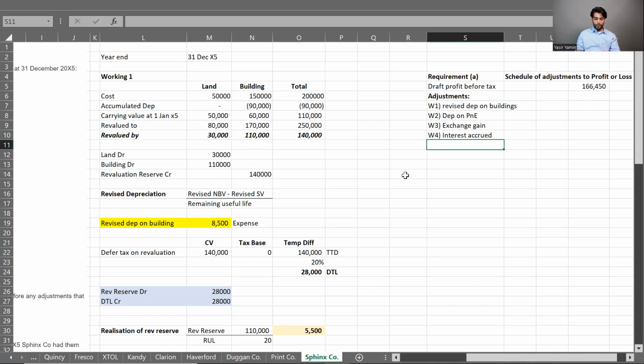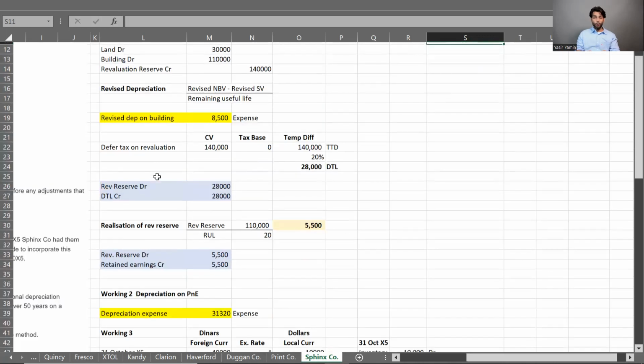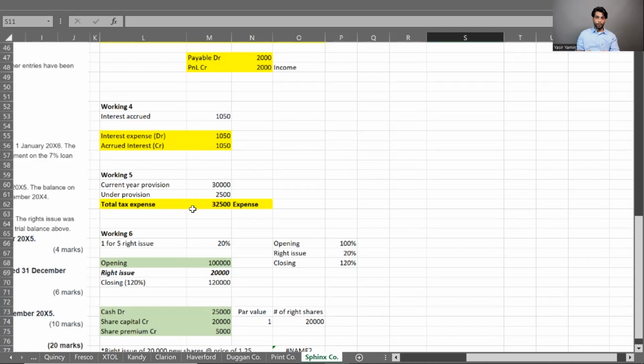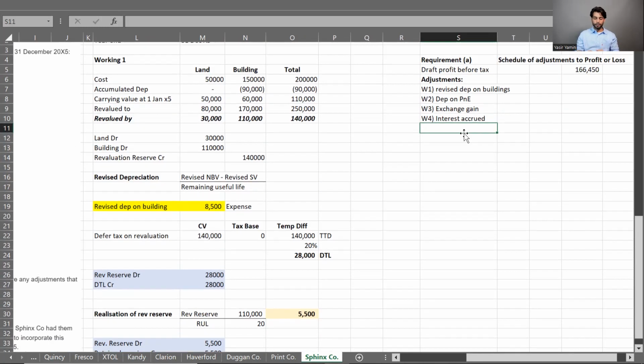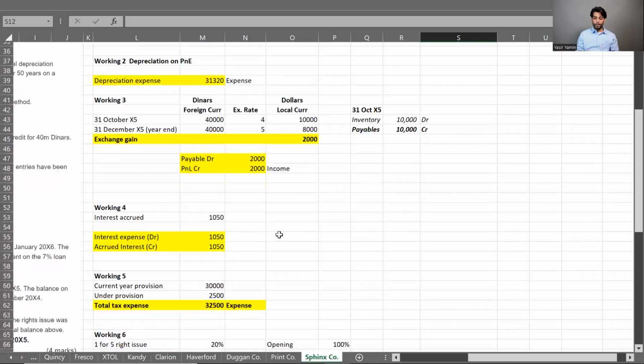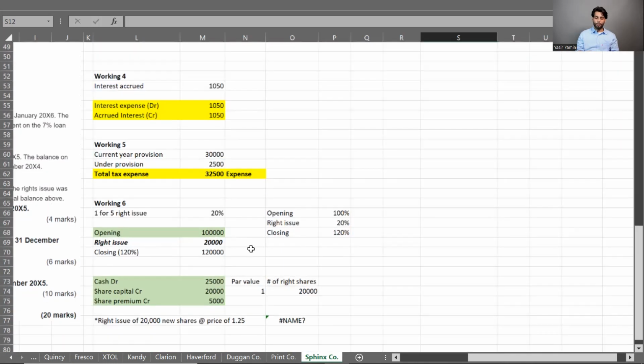Then we have working number five. I hope all of you are following. Working number five, total tax expense. So here we go. Then let's go on. Working number six, nothing related to your P&L. So that means these were the only adjustments to be made.